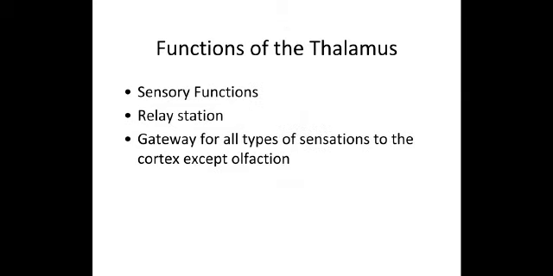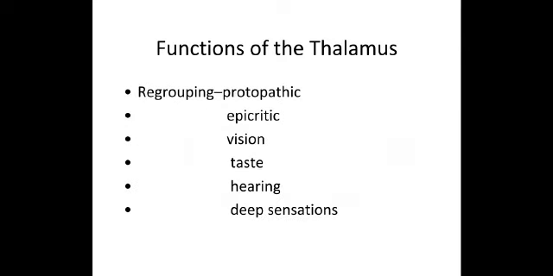So what are the general functions of the thalamus? Most of the crude sensations are perceived in the thalamus. Only the final discrimination of any sensation can be in the cortex. It's a sensory relay station and gateway for all types of sensation to the cortex except olfaction. The thalamus is an important subcortical relay center for most of the sensory pathways. Modification of impulses occurs in the thalamus.